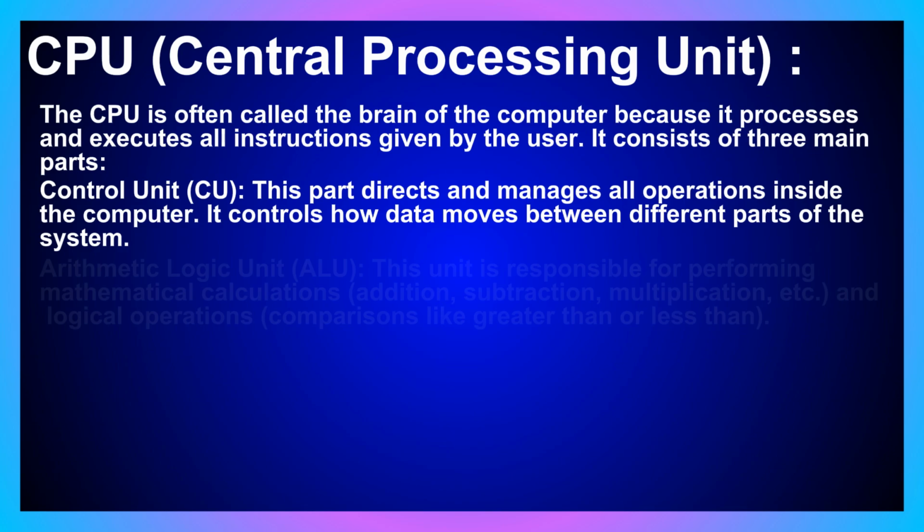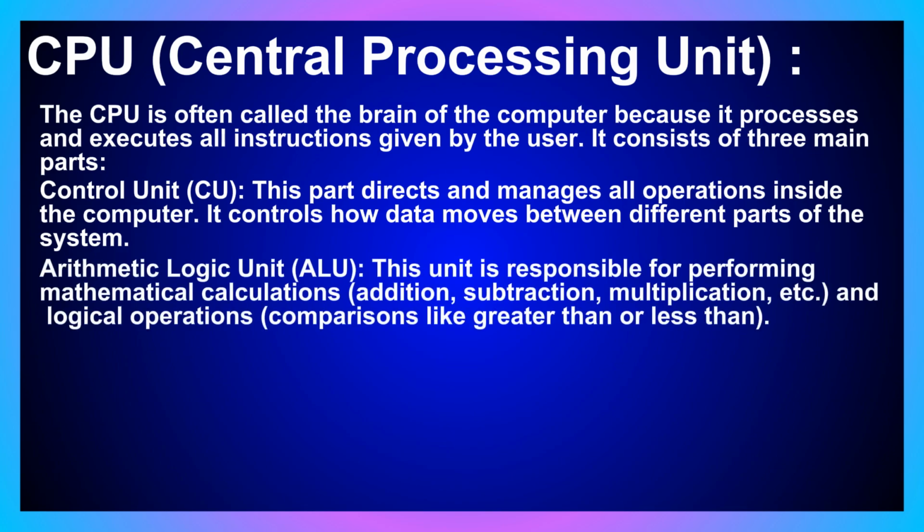Number 2. Arithmetic logic unit, ALU. This unit is responsible for performing mathematical calculations, addition, subtraction, multiplication, etc., and logical operations, comparisons like greater than or less than. Number 3. Memory. Under memory, we have three main types: RAM, ROM, and hard disk. Each plays a different role in how the computer operates and stores information.